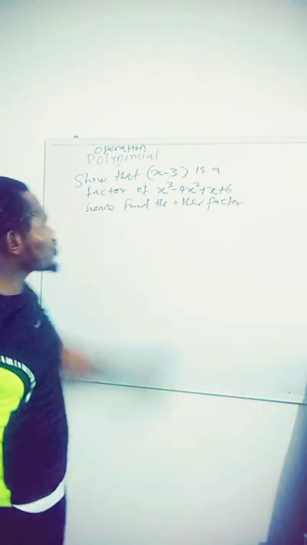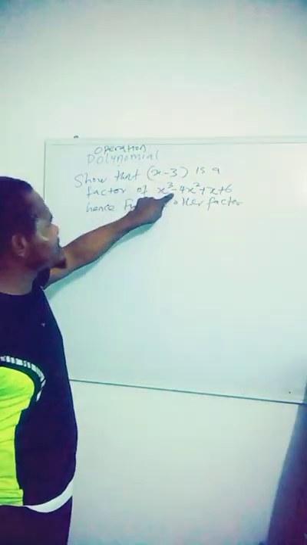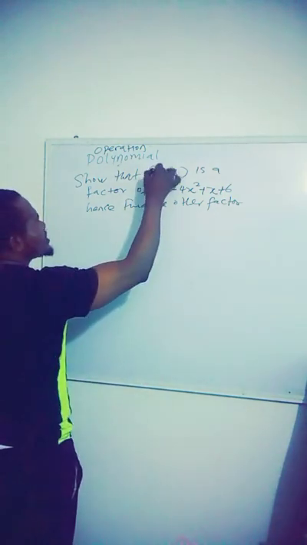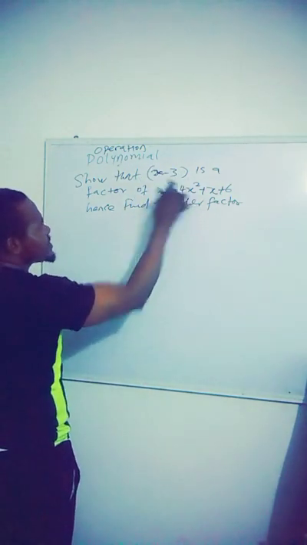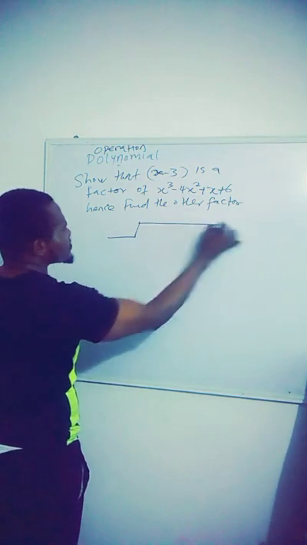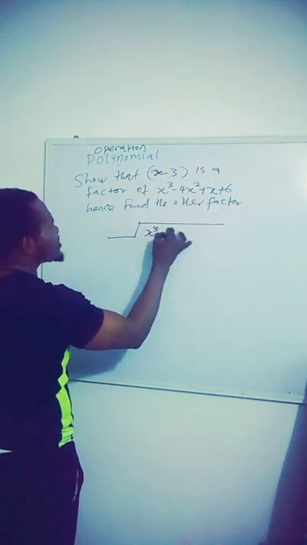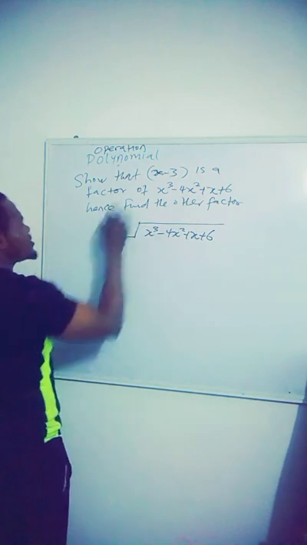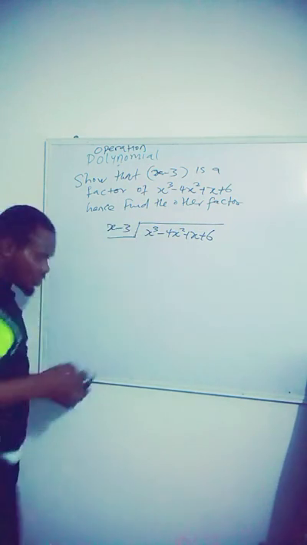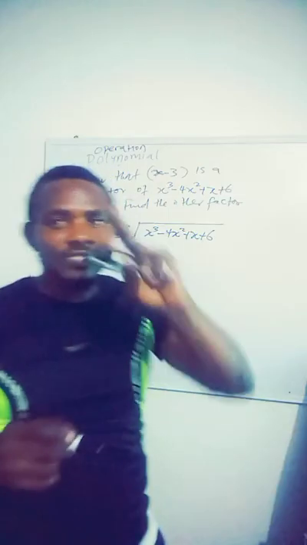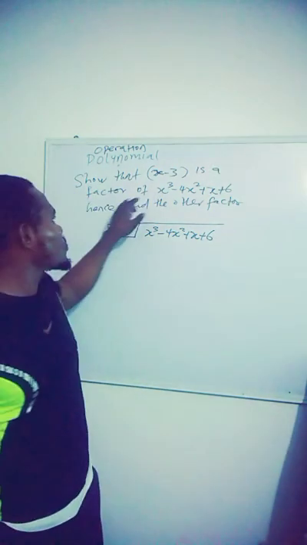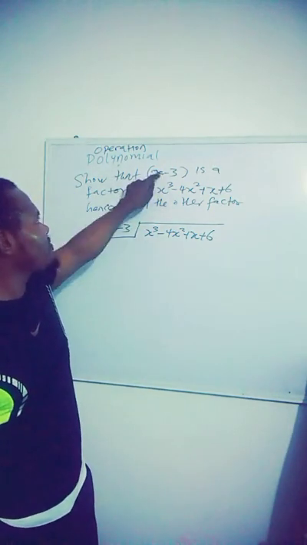God bless you. So now, if we divide this without any remainder, it means that we have to divide x cubed minus 4x squared plus x plus 6 by x minus 3. They are giving us two tasks here. First, we need to show that this is a factor of this.